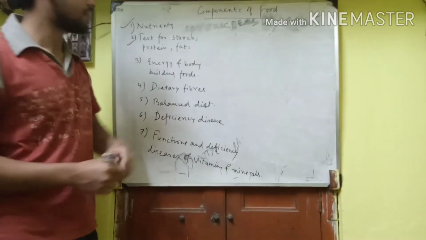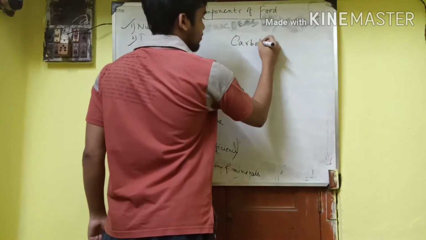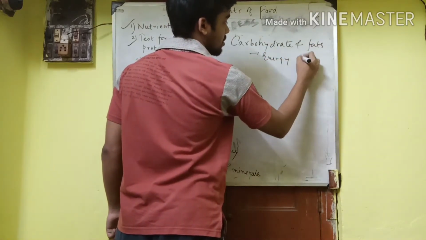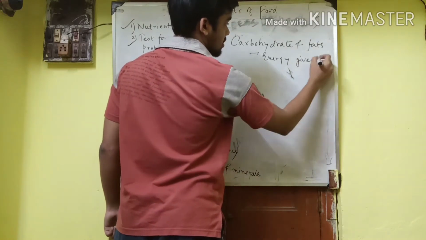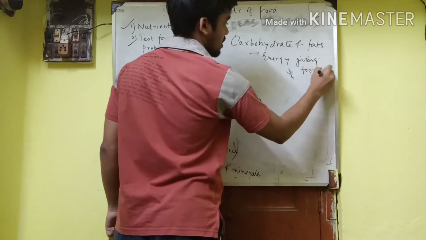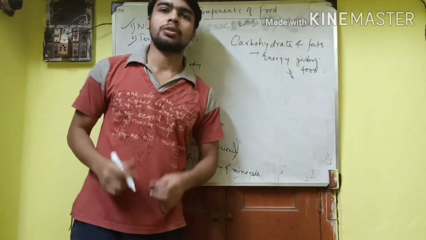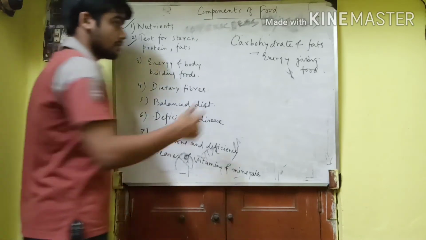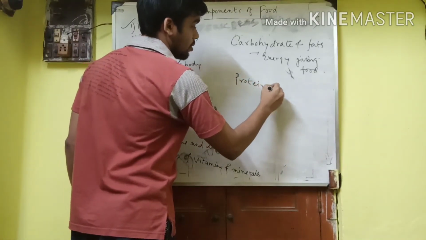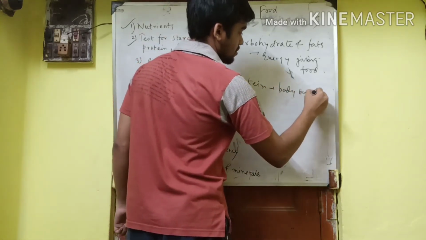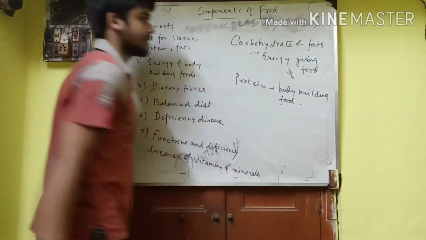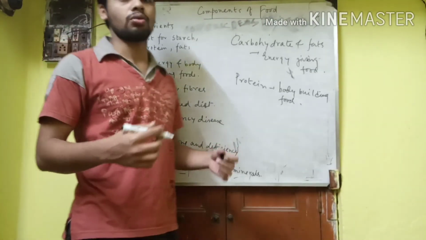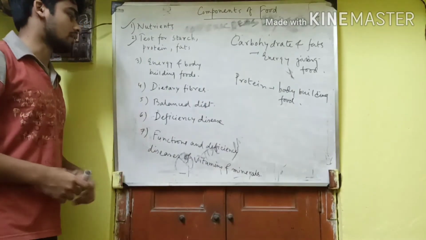So carbohydrate and fats are called energy giving food, because they give us energy. And protein does not give us any energy. Protein is used to make our muscles stronger, used to develop our body. Okay, so protein is called bodybuilding food. Okay, so what are the energy giving foods? That are carbohydrates and fats. And protein is the bodybuilding food, because it helps in muscle building and the growth and development of our body. Okay, so the next point is dietary fibers.